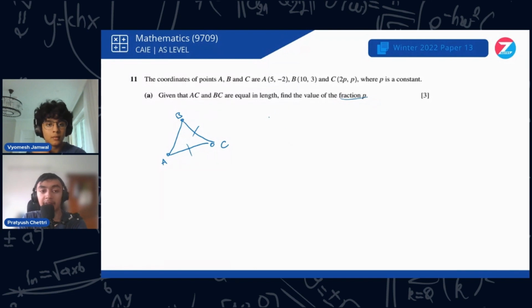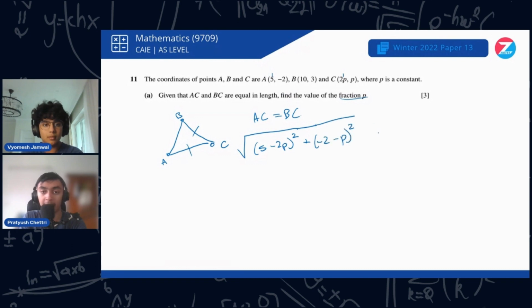So let's get the length of AC and equate it to BC. AC equals BC. So what's the length of AC? Well, use the length formula. Big square root. 5 minus 2P, squared, plus minus 2 minus p, squared. All right, that's the length of AC. I'm going to make that equal to the length of BC, which is the same format.